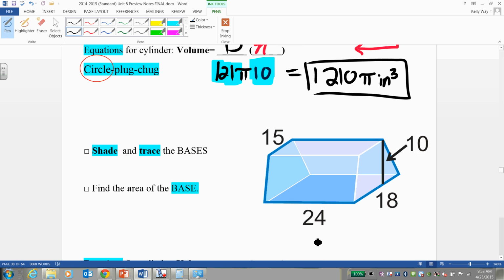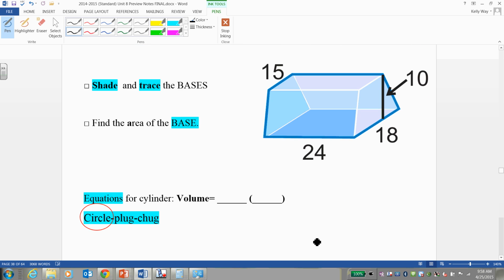Now this one's a little bit more complicated. You start by shading the bases, and our bases here were the two trapezoids. So there's one base. There is the other base. Okay, so we shade the bases. Check. Now we find the area of the base.